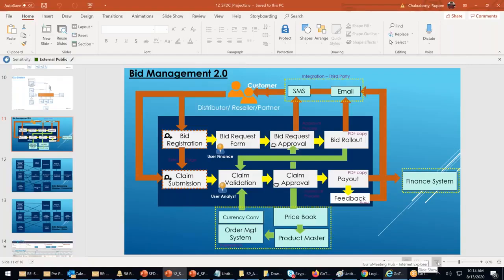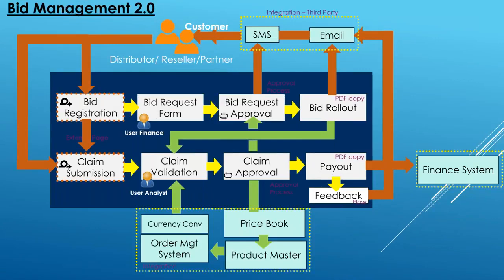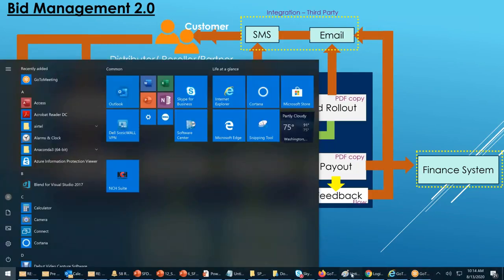Last class, I was explaining one of the real-time projects, Bid Management 2.0. I walked you through the end-to-end functionality of this whole project. We have seen how this project is going to work, what the focus area and the scope of the project is. You have seen that the diagram is still there.